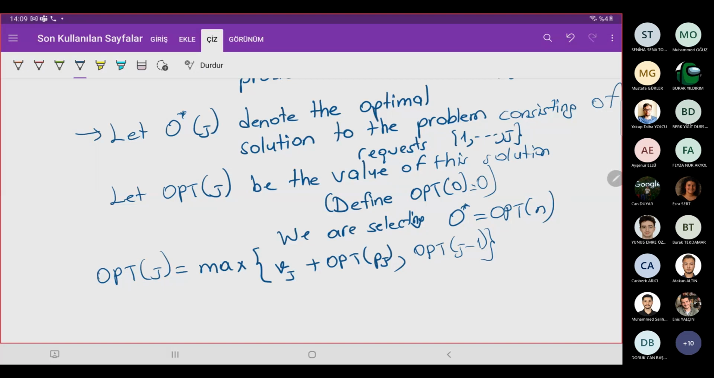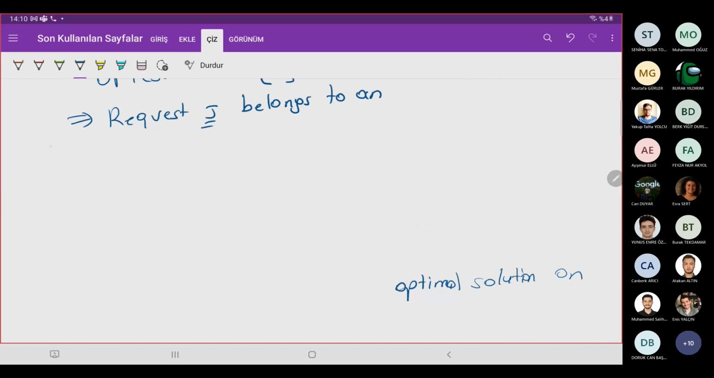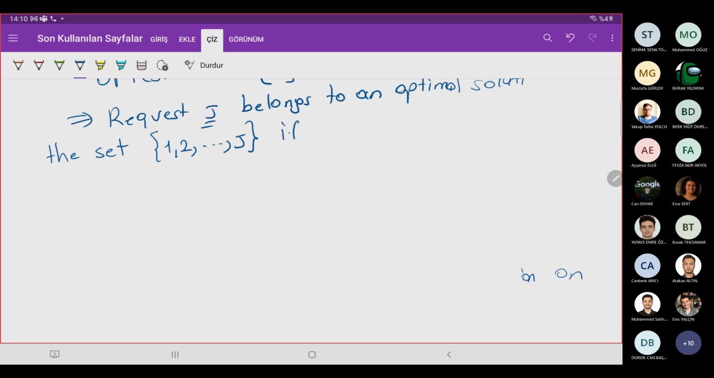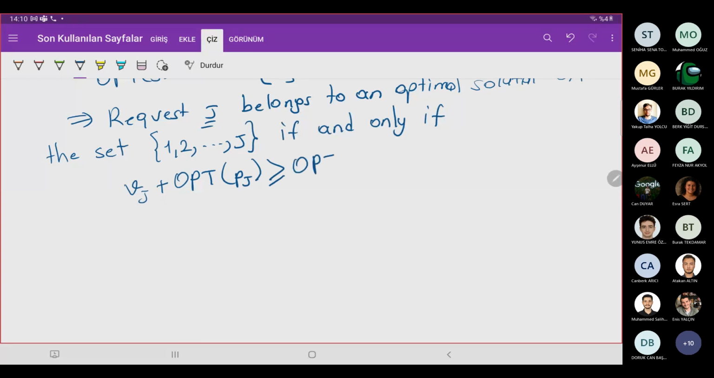Okay. So now request j belongs to an optimal solution if and only if Vj plus opt Pj is greater than or equal to opt j minus 1. Okay?